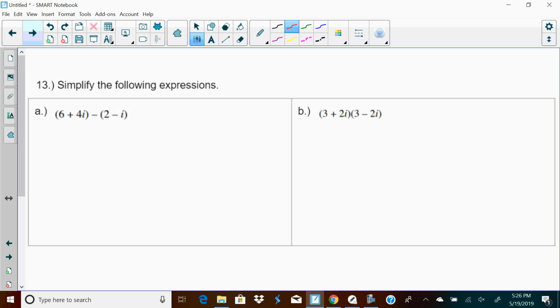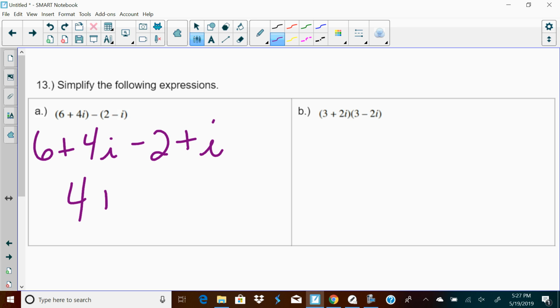11, simplify the equation. The first one is just combining like terms. So we just do 6 plus 4i, distribute the negative, minus 2 plus i. So it would be 4 plus 5i.